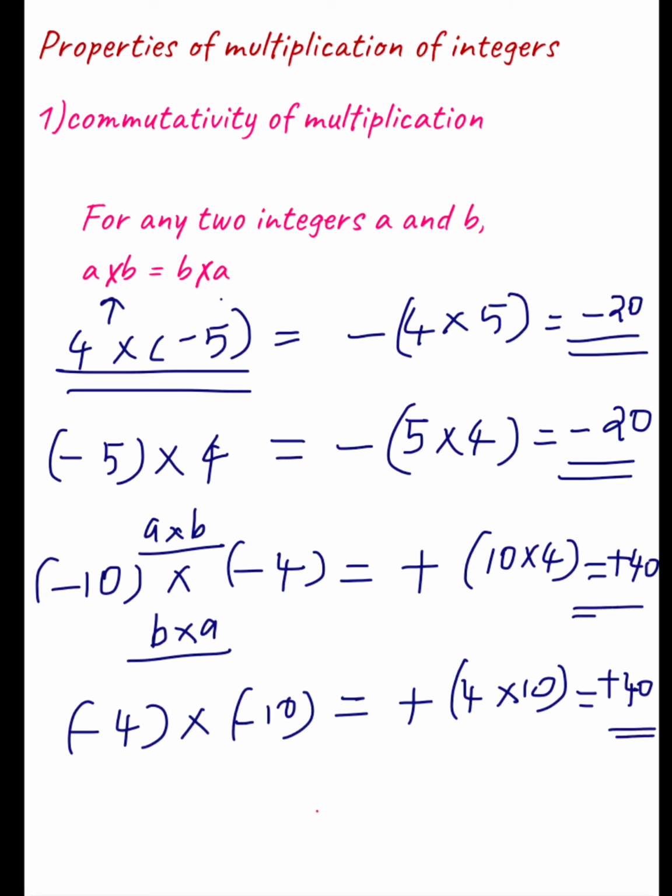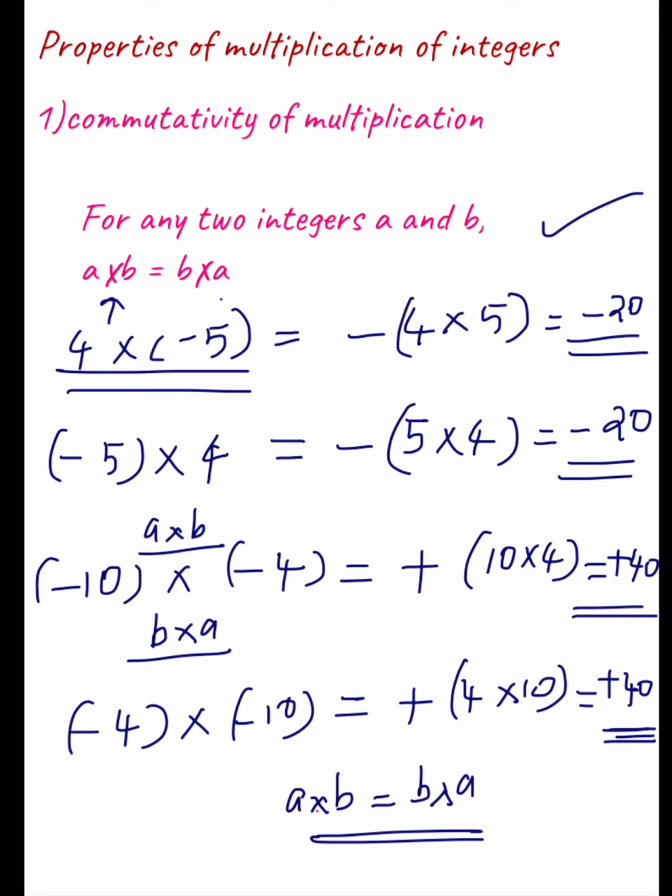So A into B you got the answer as plus 40 and B into A you got the answer as plus 40. That means you can say A into B equal to B into A. That means multiplication is commutative for integers. Okay, that is what the second property says. Understand? That is for any two integers A and B, A into B equal to B into A.